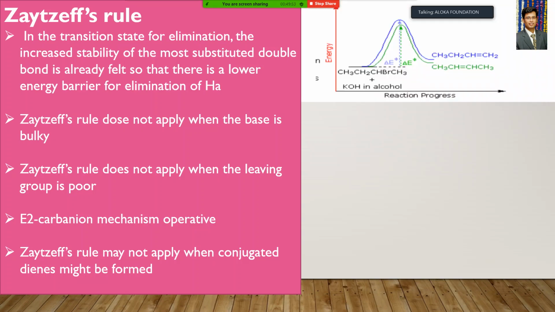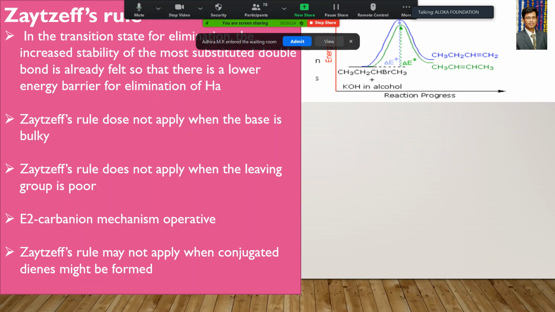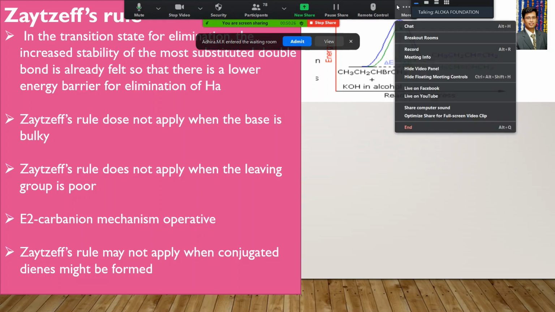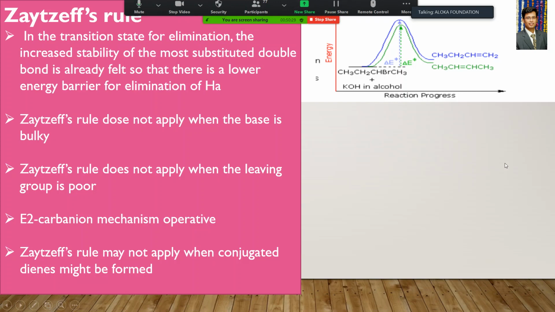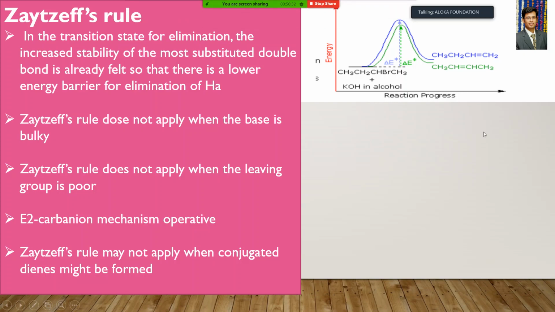Now what are the other things stated by Zaitsev? In the transition state of the elimination reaction, the stability of the most substituted double bond is increased, because it requires lower energy. So whichever gives a more stable product will have the favored transition state, because it requires less energy to attain the transition state. If you see the green one, it requires less energy than the blue one, which requires more transition state energy. So that's why it will favor this particular reaction.